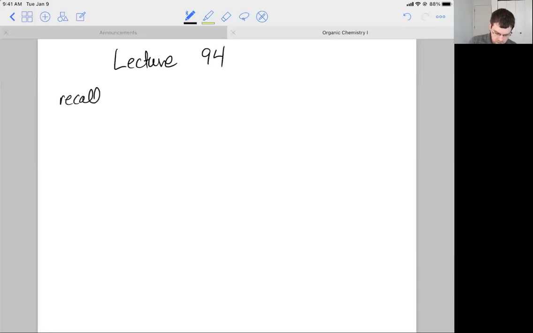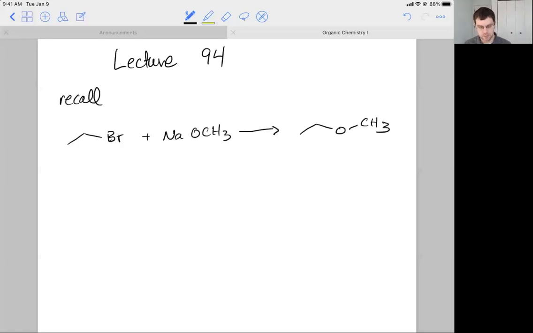So what I want to start us off with is recalling that if we take our typical haloalkane and react it with sodium methoxide, NaOCH3, we would get this molecule. And you could draw curly arrows for it if you need to, but it's an SN2 reaction.